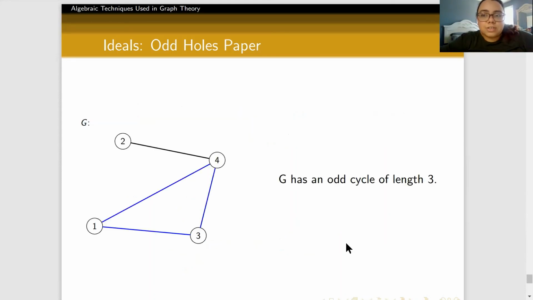So since the saturation of J squared is not equal to J squared, the theorem tells us that there exists at least one odd induced cycle of length greater than or equal to 3. And we can see that this is obviously true because there is an odd cycle of length 3 made by the vertices 1, 3, and 4.